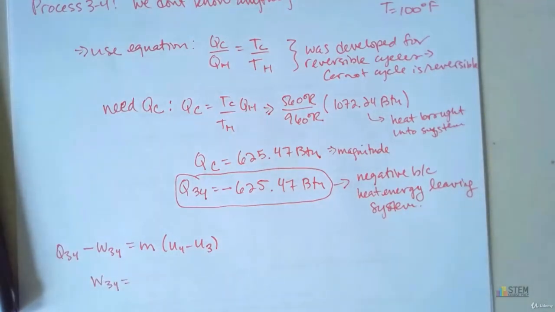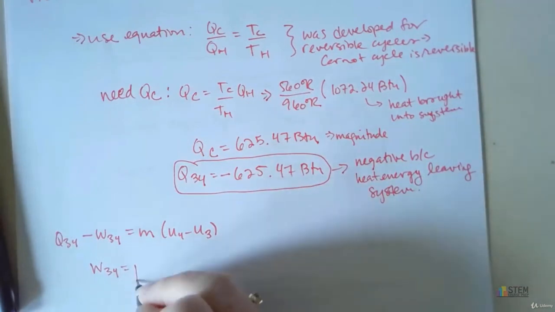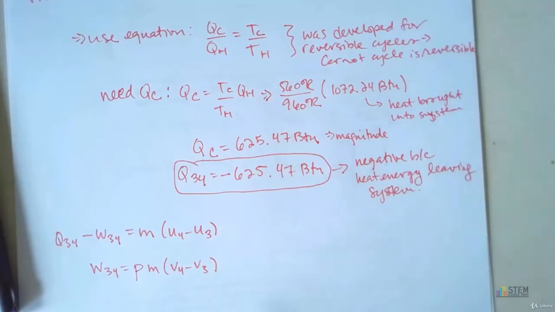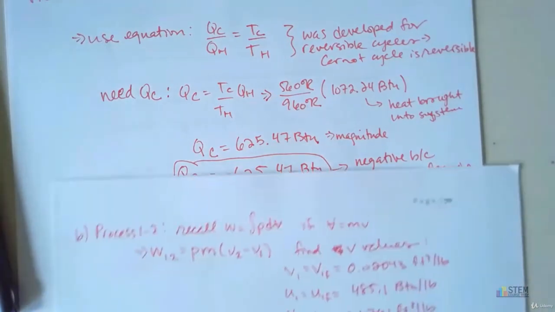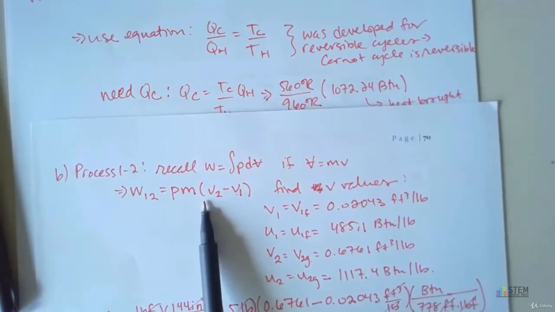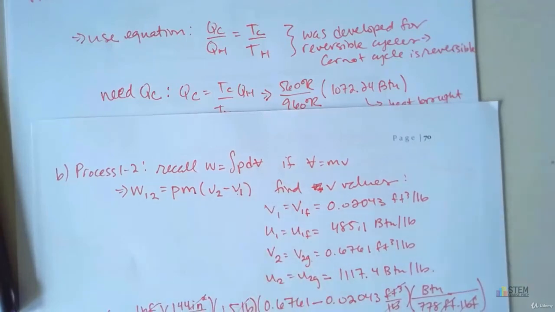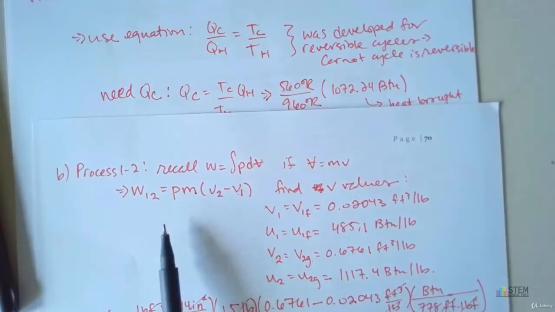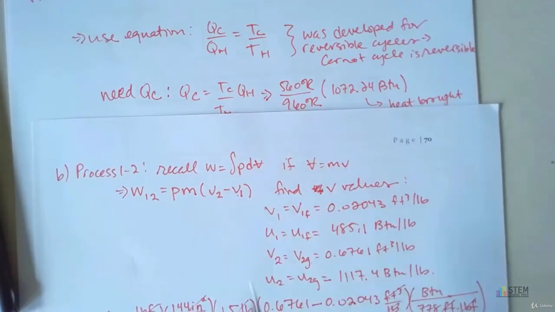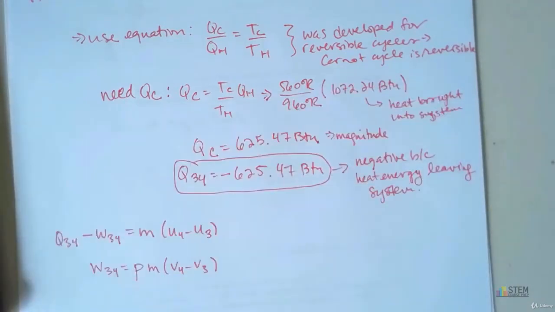So our work equation for this process is going to be pressure times the mass times V4 minus V3. And this is the same equation essentially that we had when we were going from state 1 to state 2. So if you look back in your notes, when we first started part B, we had this equation. This is the same type of process going on right now. We're at a different temperature, but otherwise this process is still the same type, so we're going to use this equation here. We just changed the states that we are looking at.